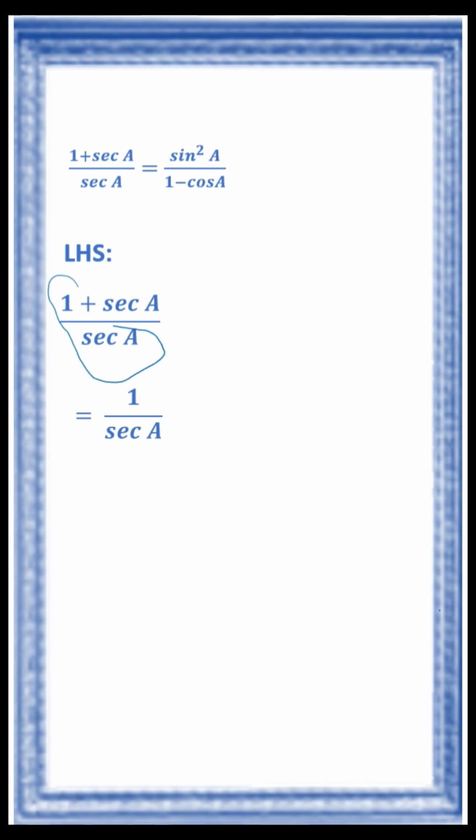Now let us solve this question. Prove that 1 plus secant A by secant A is equal to sin square A upon 1 minus cos A. The problem is 1 plus secant A by secant A is equal to sin square A upon 1 minus cos A. Here LHS is what? 1 plus secant A upon secant A. That is equal to, separate it, 1 by secant A plus secant A by secant A, that is equal to 1.